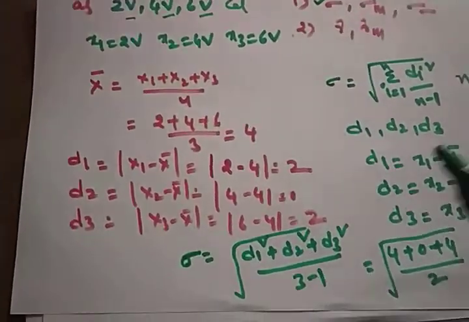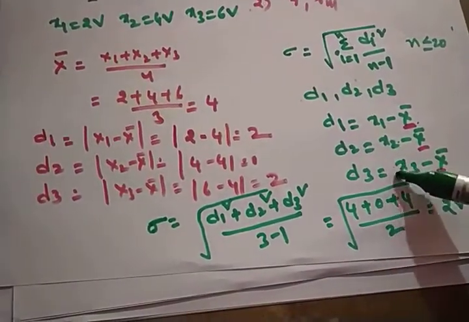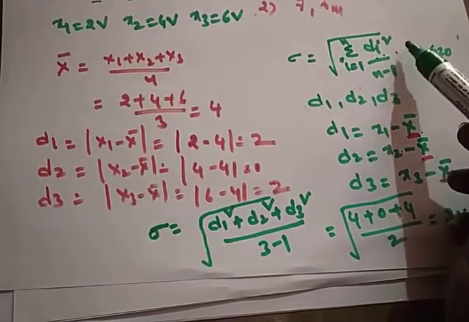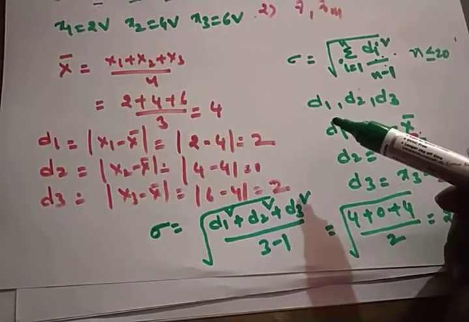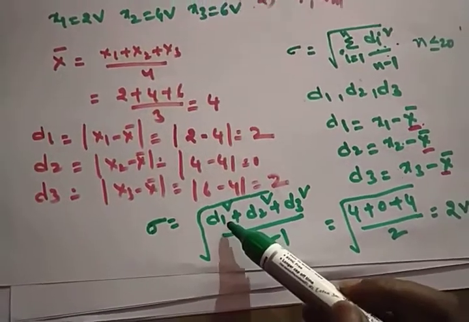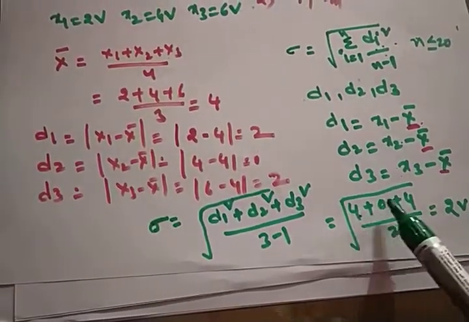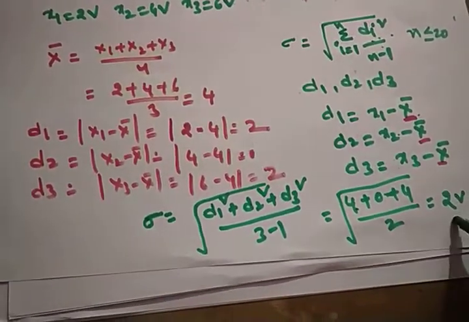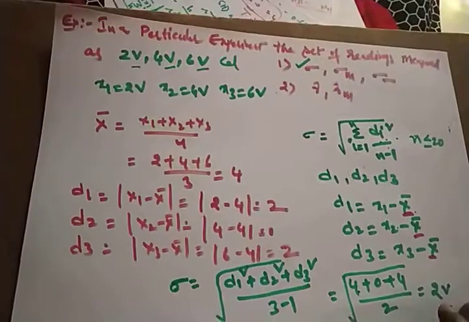Any doubts? You calculate first d1, d2, d3. Then substitute the formula: d1 square plus d2 square plus d3 square by n minus 1. So d1 is 2, d2 is 0, d3 is 2, giving 4 plus 0 plus 4 by 2, in volts. So this is sigma, the standard deviation.